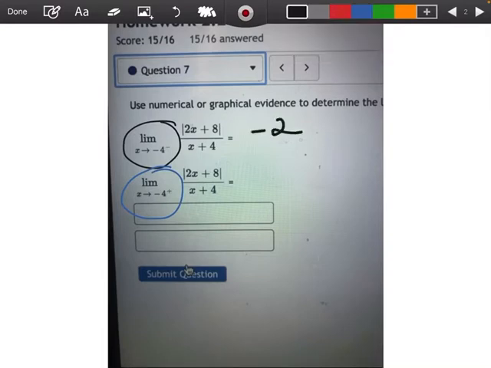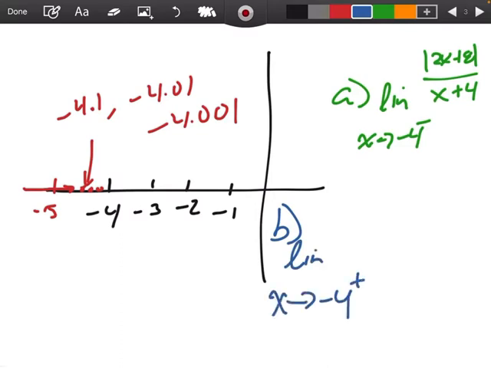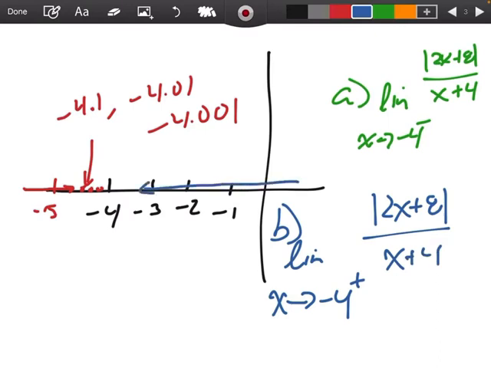Now, we're going to do part B, right? So part B says, what happens if we take the limit as x approaches -4 from the right-hand side of 2x plus 8 all over x plus 4? So now I'm coming in from this direction, right? So I want you to think about the numbers that I'm going to be picking. I'm going to pick numbers like -3.9, -3.99, right? Because I'm not quite yet at -4.